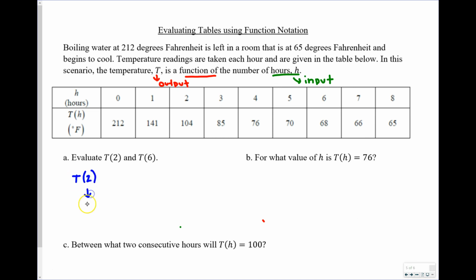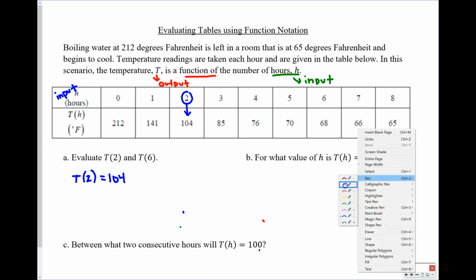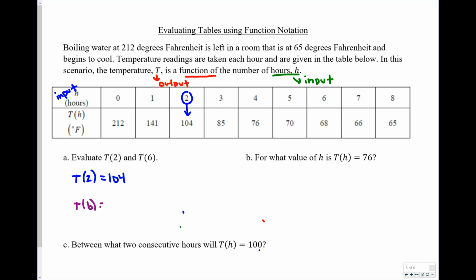Now, the 2 in T of 2 is our H. That's our input. So if that's my input, I want to look here for the number 2, because remember, H is my input. Here I see the number 2 and it goes with 104. So that means T of 2 is 104. Now it wants me to find T of 6. Similar process: I go find 6 here, and T of 6 is going to be 68. If I wait 2 hours for it to cool, it's going to be 104 degrees. If I measure it 6 hours later, it's going to be 68 degrees. So that's what this means.